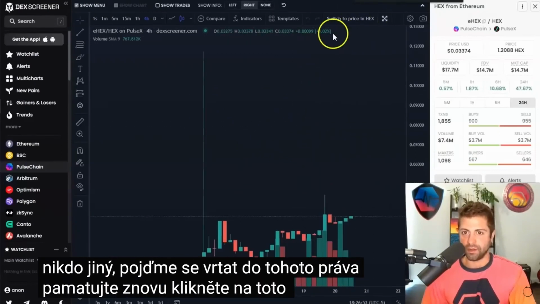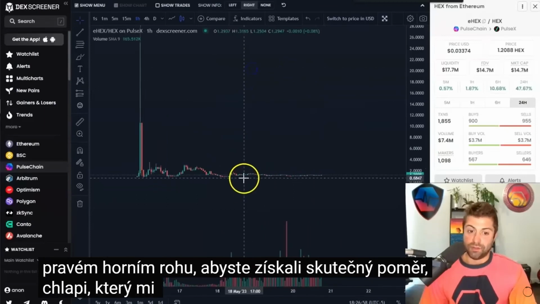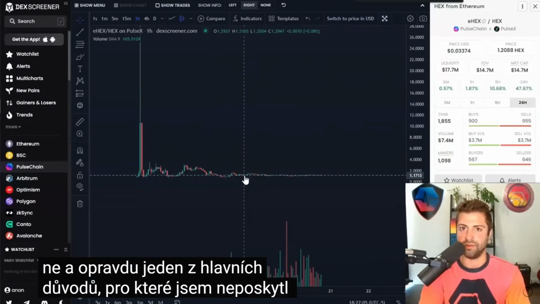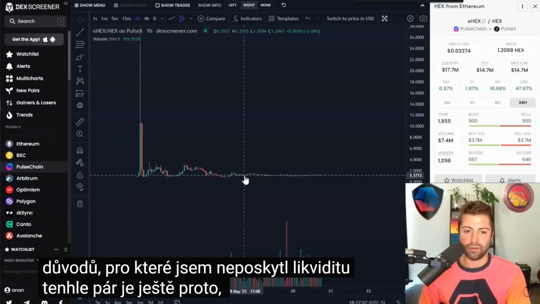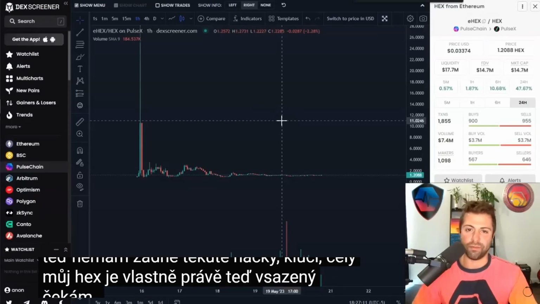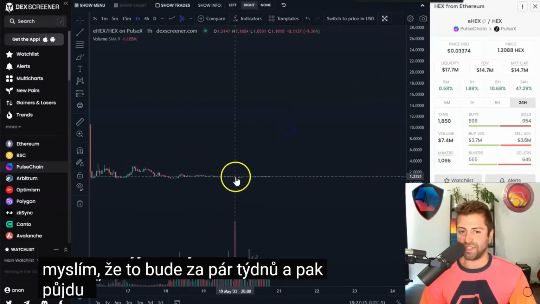Remember, again, click this button in the top right corner to get the real ratio. Guys, that looks pretty flat to me, does it not? And really one of the main reasons I haven't provided liquidity for this pair yet is because, well, I don't have any liquid HEX right now. Guys, all my HEX is actually staked right now. I'm waiting for a stake of mine to come out. I think it's in a couple weeks. And then I'm going to reassess the situation.